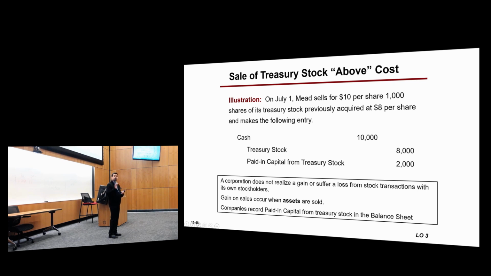This is the reason we put it as paid-in capital from treasury stock: this is not a gain or a loss. The company is not selling an asset. That's not an asset, that's a stock. Equity. The company is selling, or issuing, those treasury stocks. They are not selling some kind of asset. It's not like a building or a truck. So they cannot have a gain or loss, which is usually the result of selling an asset.